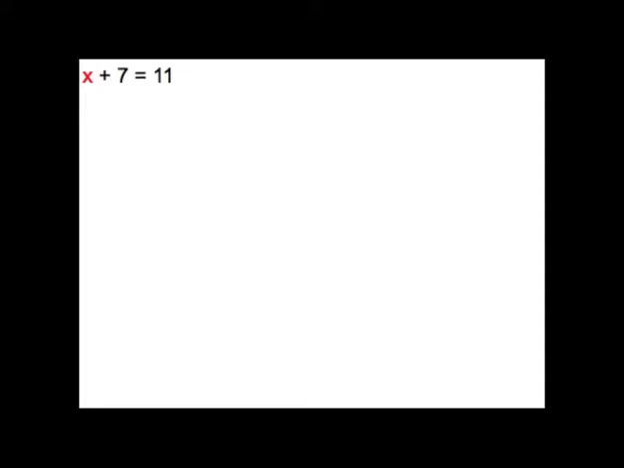It's important to be able to understand how to solve equations, though, so when we work with more difficult equations, we know the steps to solve them. The first thing to look at when solving an equation is to see if either side of the equation can be simplified. X plus 7 cannot be simplified any further because these are not like terms. And of course, 11 can't be simplified either.